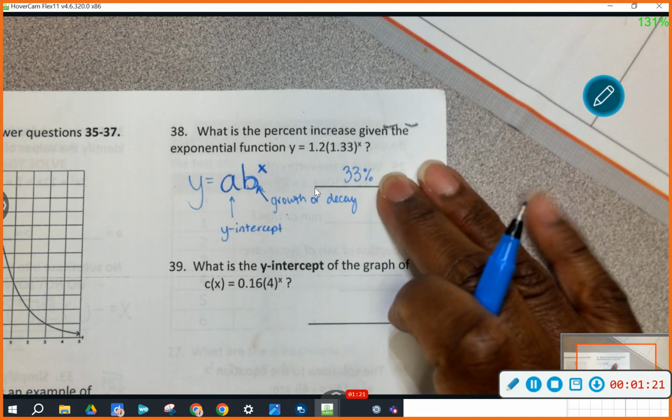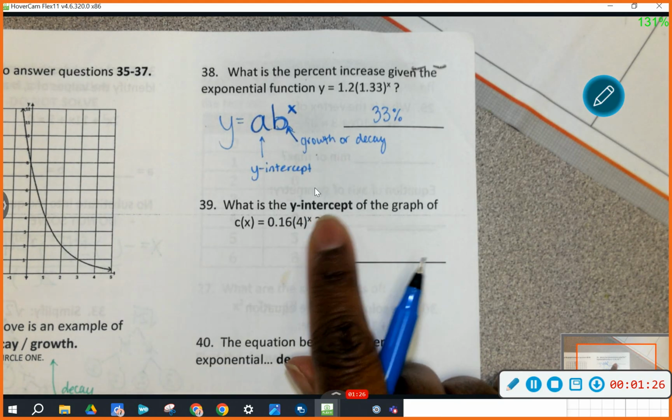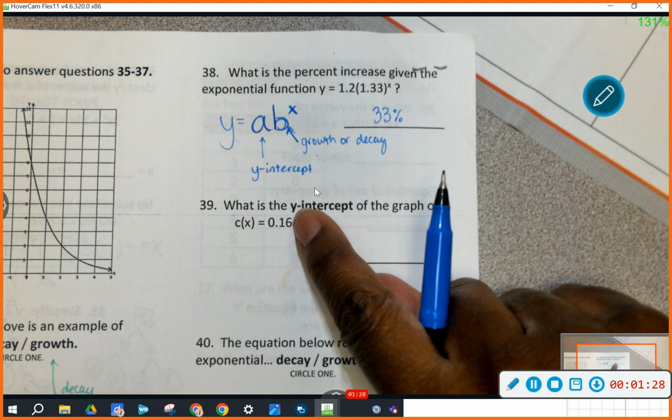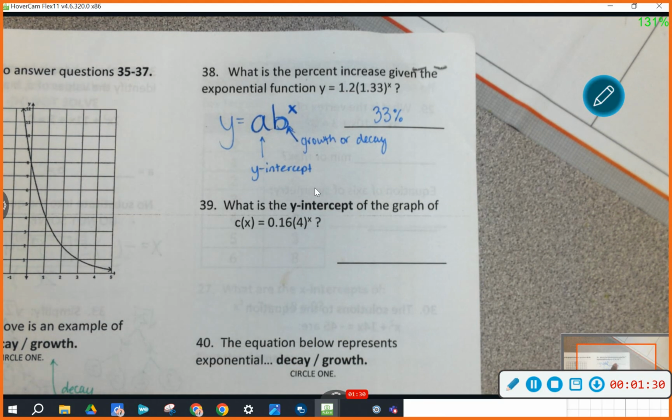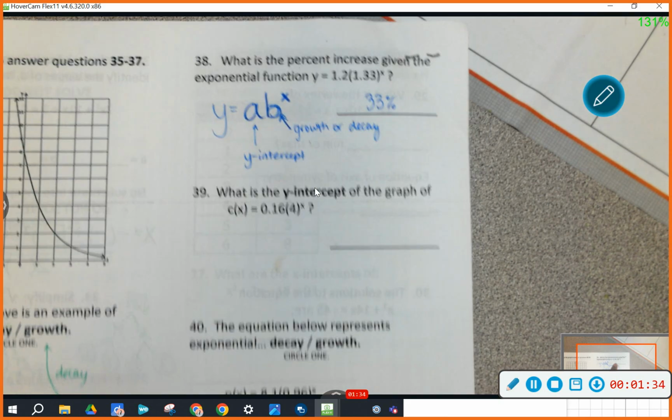We talked about that before, so please understand. If you don't, you can do some IXL practice to help you. This one, what is the y-intercept? Okay, the y-intercept is not talking about this number. It's talking about the number that's next to it. You can even put this in Desmos if you really want to see where it touches the y-axis.